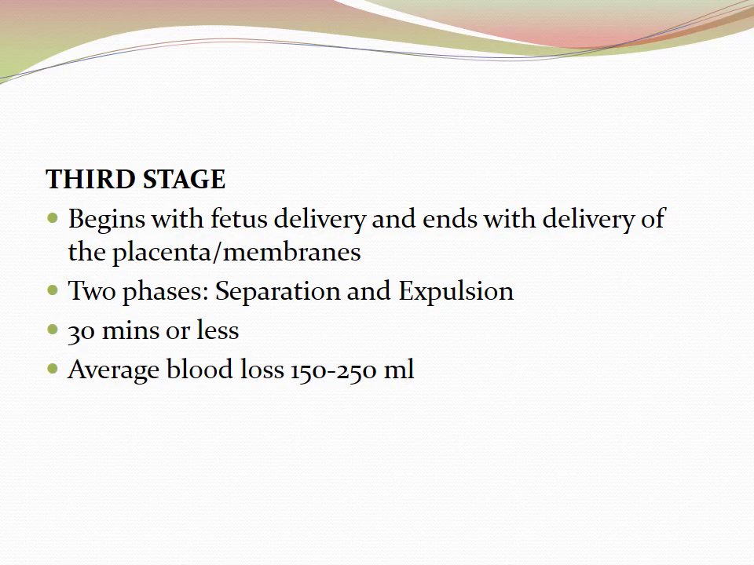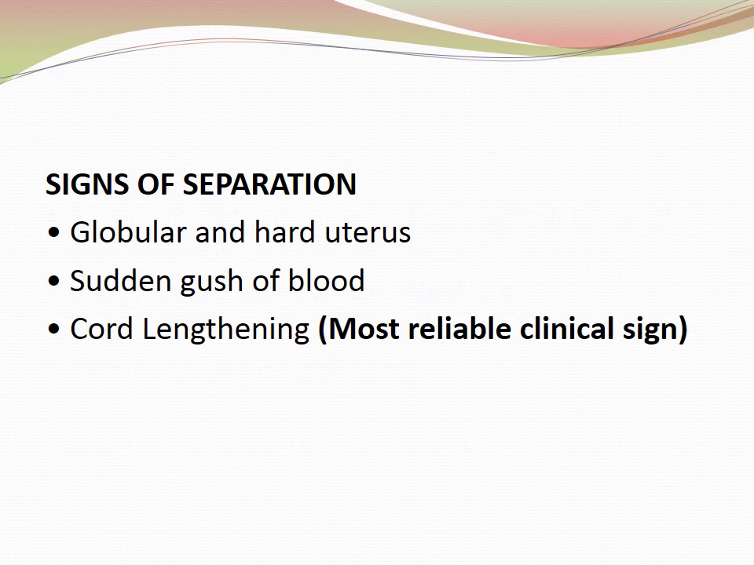The third stage begins with fetus delivery and ends with delivery of the placenta and the membranes. There are two phases of the third stage: the separation of the placenta and expulsion of the placenta. It should be 30 minutes or less, not more than 30 minutes. The average blood loss is around 150 to 250 milliliters. The signs of separation are a globular and hard uterus, a sudden gush of fluid, and cord lengthening. These are the signs which tell us about the delivery of the placenta.